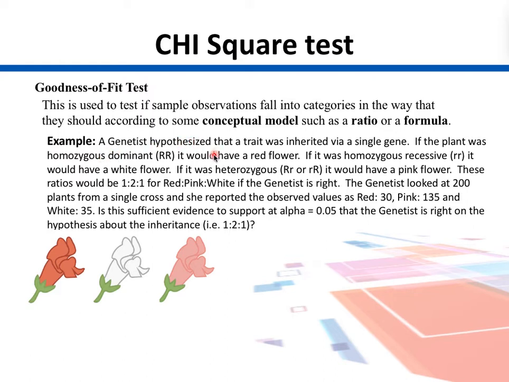A geneticist hypothesized that a trait was inherited via a single gene. If the plant was homozygous dominant, the alleles are represented as capital R and capital R, and it would have a red flower. If it was homozygous recessive, that is small r, it would have a white flower. If it was heterozygous, capital R and small r, it would have a pink flower. These ratios would be 1 is to 2 is to 1 for red, pink and white respectively.